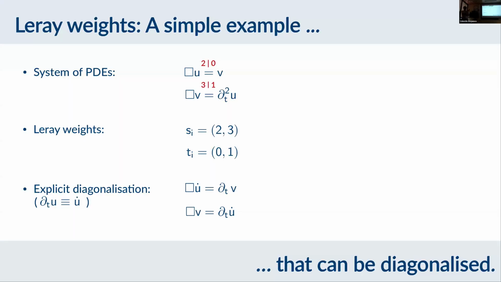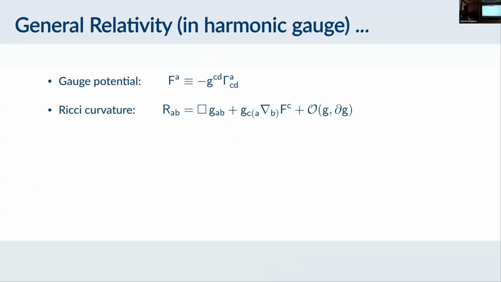And that's possible because it's related to the fact that I can find such integers. All right, so in this simple example, the system can be diagonalized. Okay, so now getting more complicated: gravity.